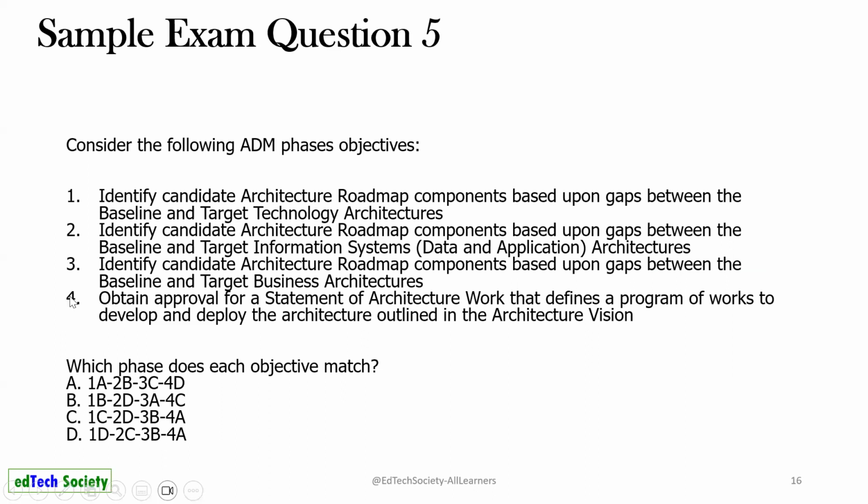Let me go through option number 4. Obtain approval for a statement of architecture work that defines a program of works to develop and deploy the architecture outline, the architecture vision. Yes, it's the vision. So it's 4A. So the answer should be D. Yes.